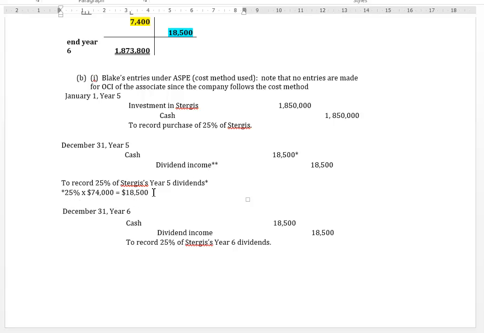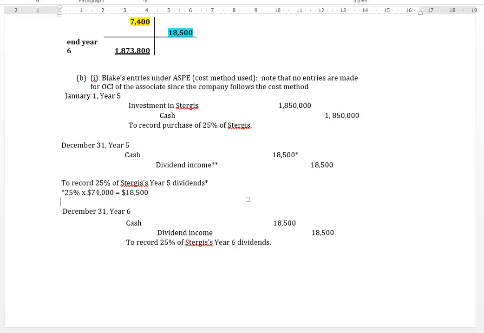We just add that. And there, we took 25% of Sturgis's year 5 dividend, and that was $74,000. That's our share, so it's $18,500. Oops, sorry. That should have been just 1 star, I think, because it's showing you that calculation. All right, so we're good.